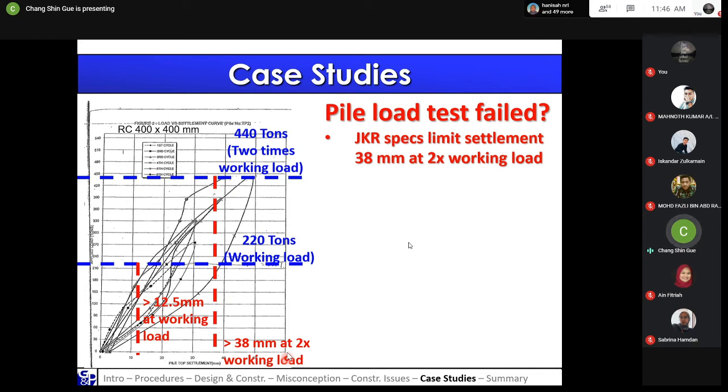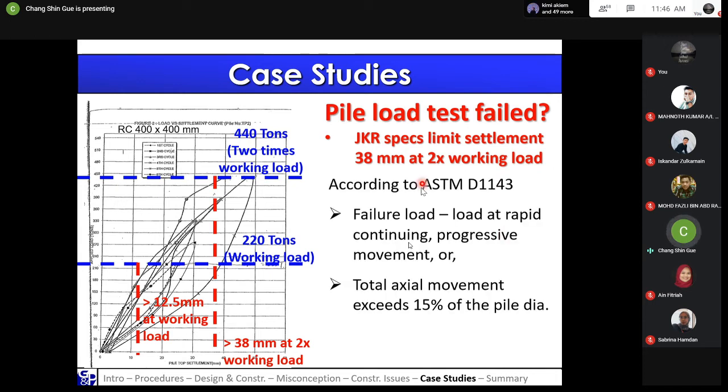There aren't many guides or codes that mention what is actually a pile failure load. But we found one written by ASTM, the American Society for Testing and Materials, that explains a bit better what failure load is. Failure load here is the load at rapid, continuing, and progressive movement, which means that if you have progressive settlement continuously, then you have a failed pile. Or when the total axial movement exceeds 15% of the pile diameter. In this case, the diameter is about 400 millimeters, so 15% would be 60 millimeters.